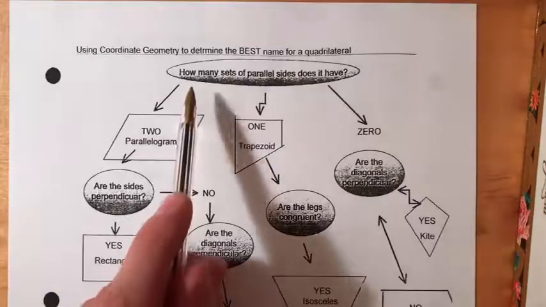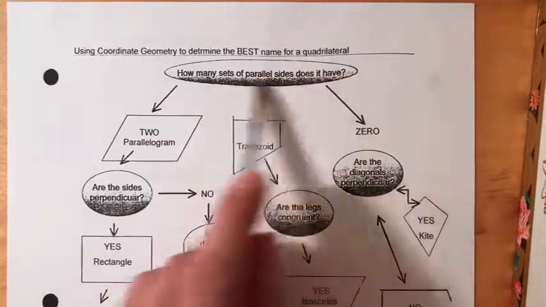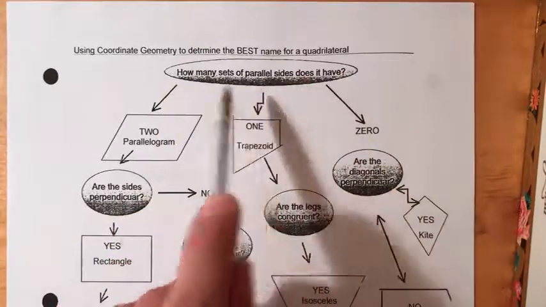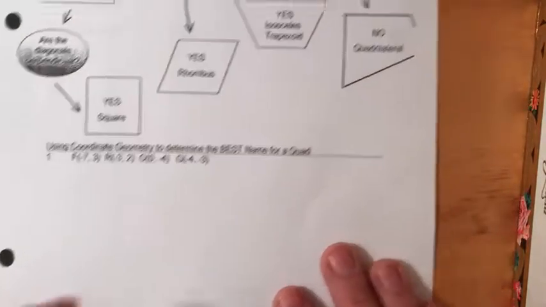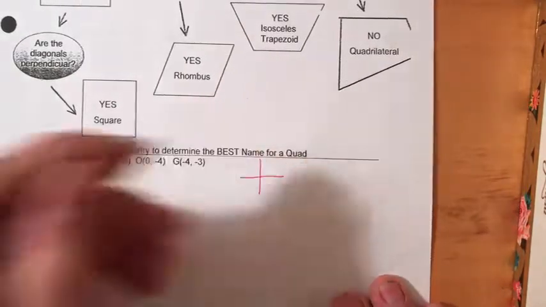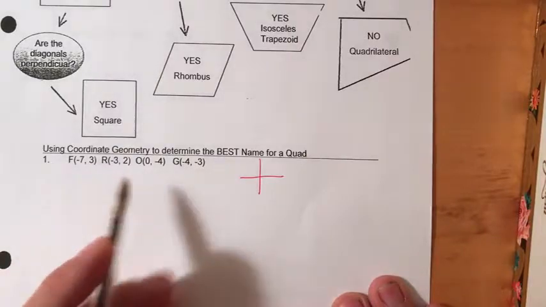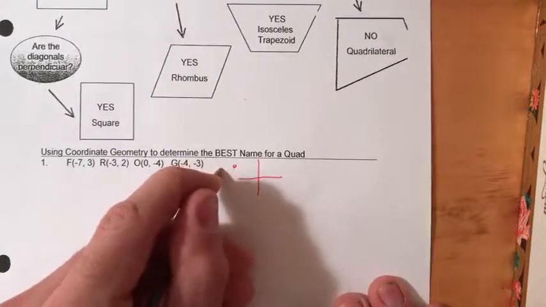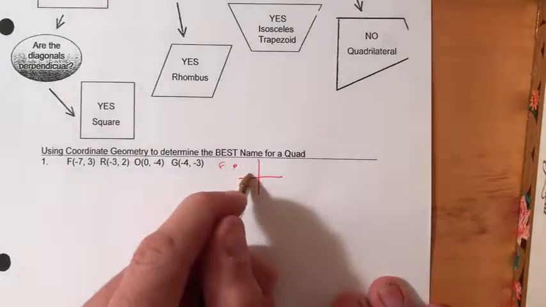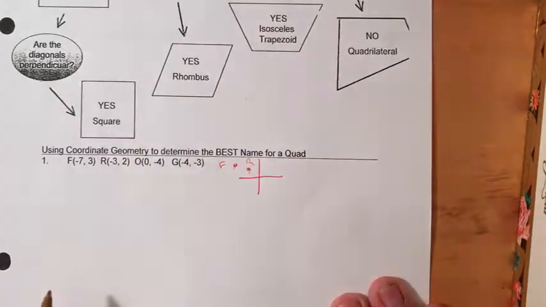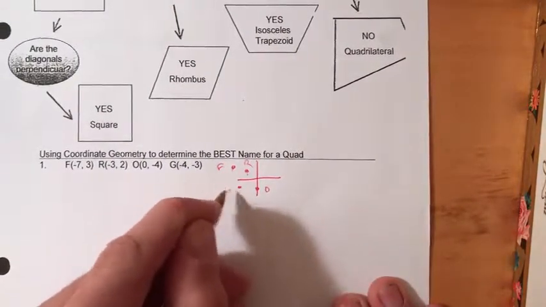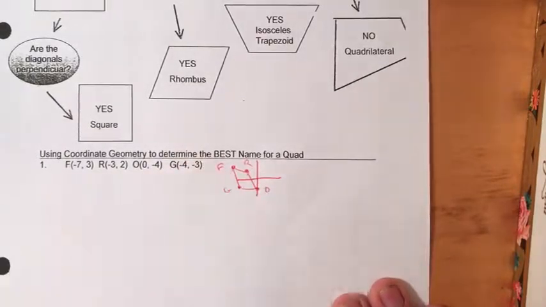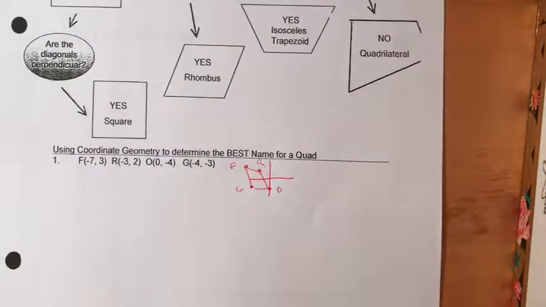So, if you notice, the very top says, how many sets of parallel sides does it have? That's where you start every single time. So you take your 4 points, and we have to figure out how many sets of opposite parallel sides. Every single time we make a quick sketch. So F, -7, 3, somewhere over here. Doesn't have to be pretty. R, -3, 2. G, 0, -4. And O, -4, -3. Boom, boom, boom, boom. So, make your little quick sketch, because we just need to see what the opposite sides are.